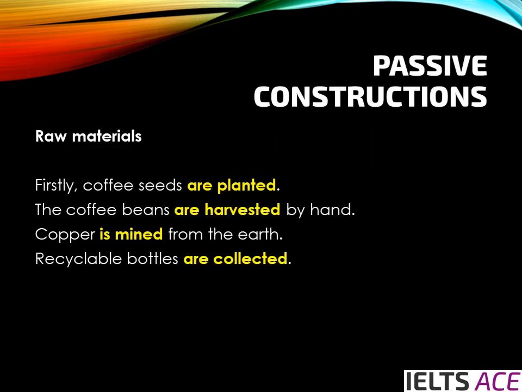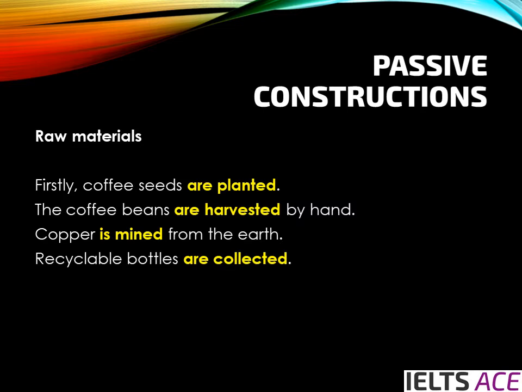So here are our first 4 passive constructions. These are all about the raw materials which are therefore likely to come at the beginning of a process. So our first one, firstly coffee seeds are planted. So if the process is about making some kind of food, then it's probably going to start with growing some kind of crop. So that means that something like seeds are going to have to be planted.